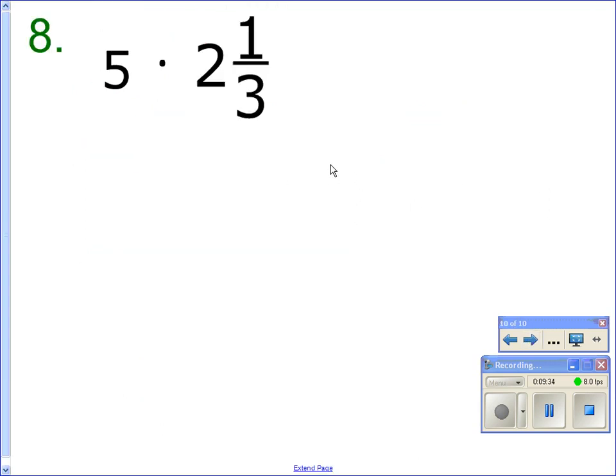Okay, here's the last one. Try this one on your own. Pause the video and check it. Okay, so the first thing you should have done is put 5 over 1. Then we want to change the mixed number to an improper fraction. So we have 5 over 1 times 3 times 2 is 6, plus 1 is 7 over 3. Can anything cross simplify?